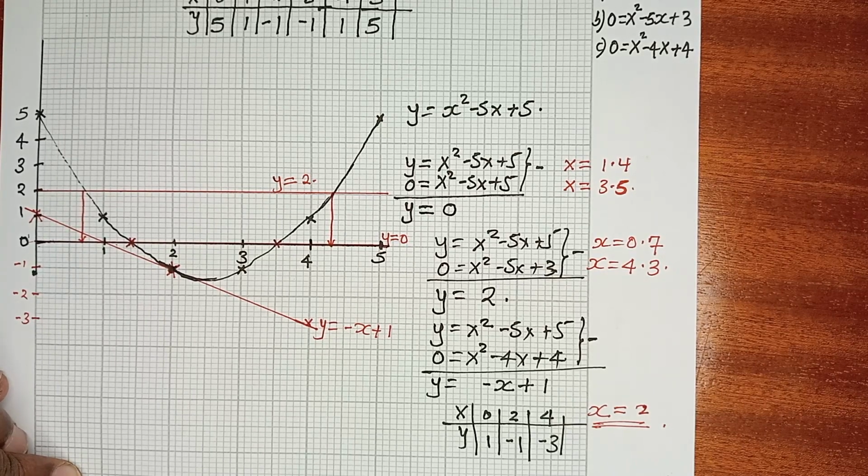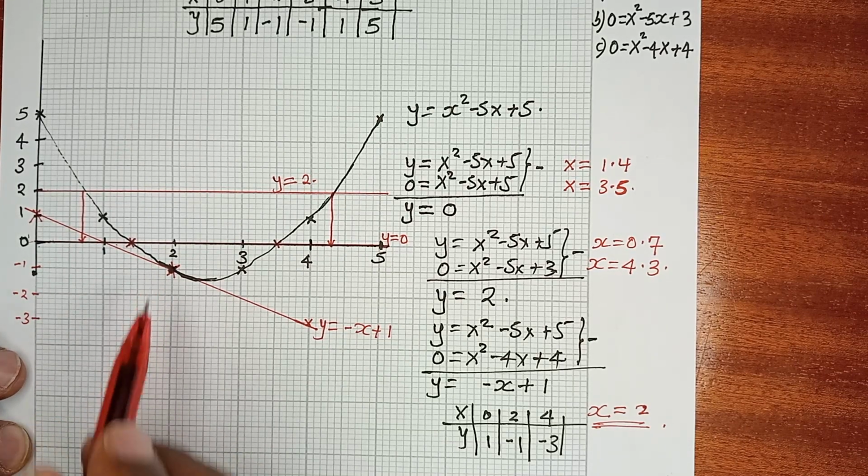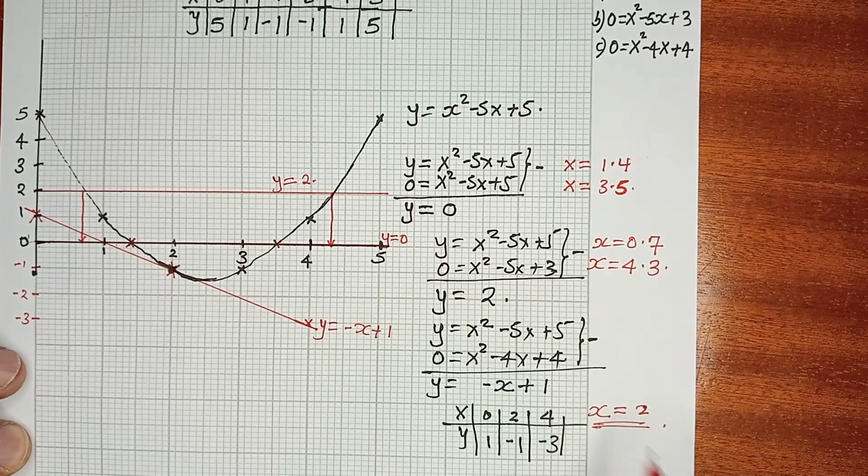If it did not touch the curve, the original curve, then we would say that it has no solutions. That is very important. When it is touching at one point, it is a tangent, and the solution is just 1. X is equals to 2. And that is what we have there.